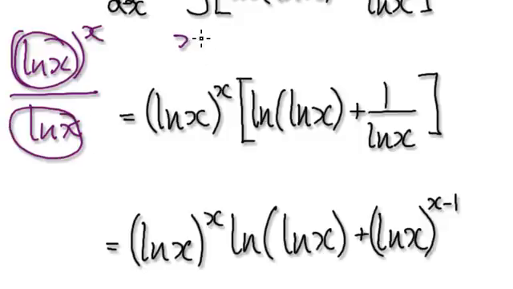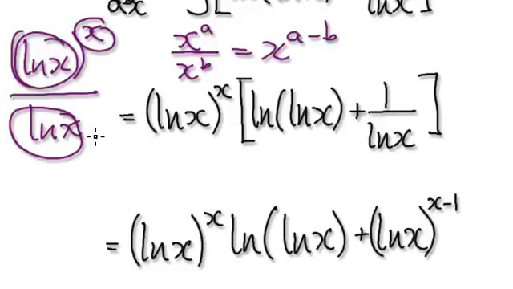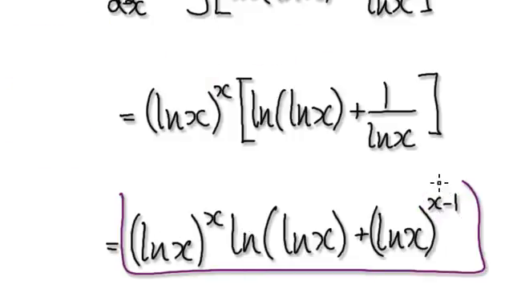Remember that from indices. If you have this here, then that becomes x to the. So basically, it's just this minus the 1 here. So it becomes this. Okay. So overall, your answer would be this.